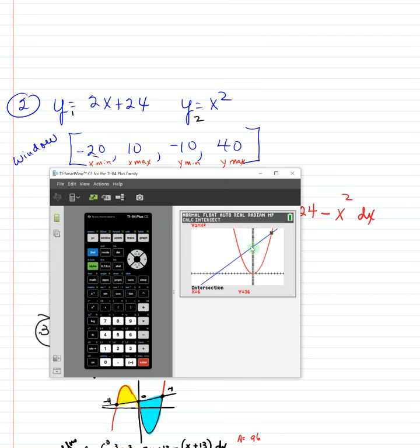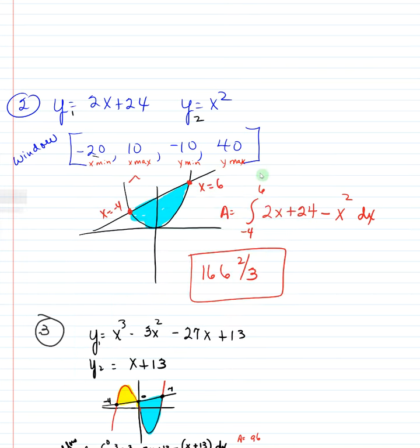You want to graph it, find out where they intersect for that shaded region, and then that will be our limits of integration. So we have, and what's on top? What's on top is the line, this guy. So the area is the integral from -4 to 6 of 2x plus 24 minus x squared dx. And then you can use your Math 9.